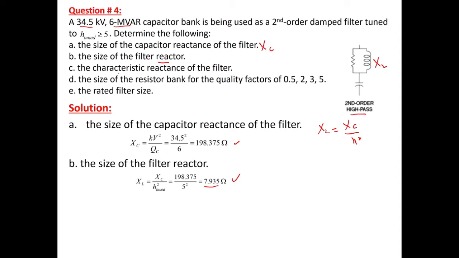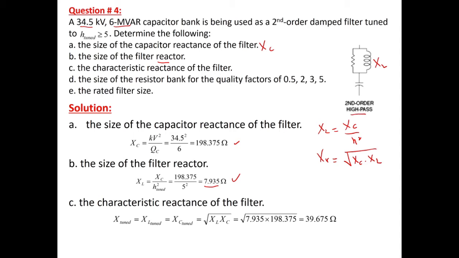Part C, calculate the characteristic reactance of the filter. So we'll have to find what will be the characteristic reactance of the filter, XR, which can be calculated from the square root of XC times XL, and that will give us this value, 39.6 ohm.